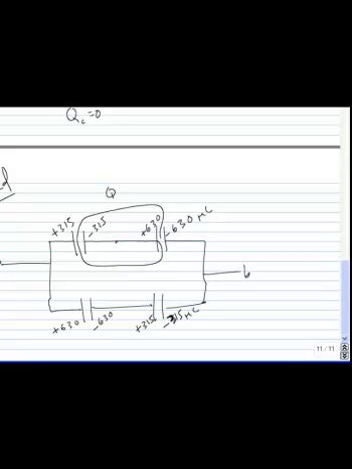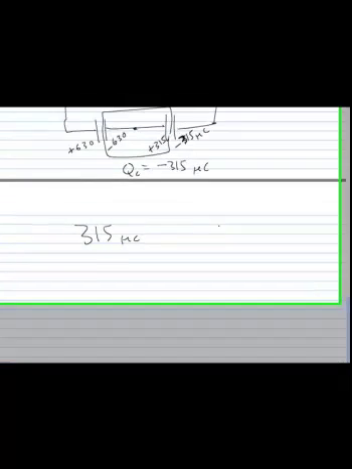So I'm going to add up what I have over here, and the charge at D is a positive 315 microcoulombs, and the charge at C is a negative 315 microcoulombs. So if we started out with 0 charge separation between points D and C, and we ended up with 315, then 315 microcoulombs pass through the switch.